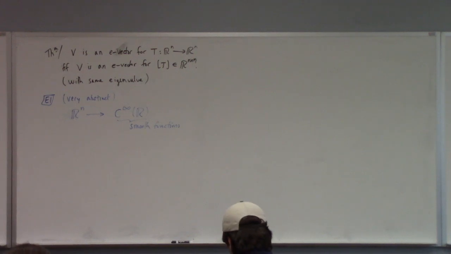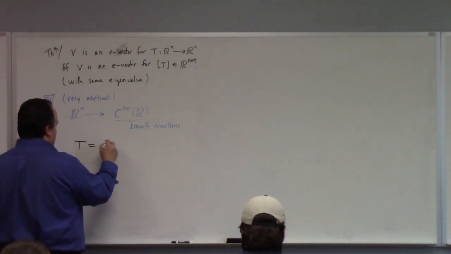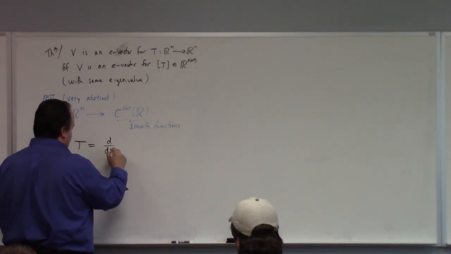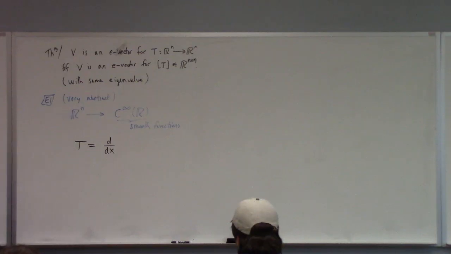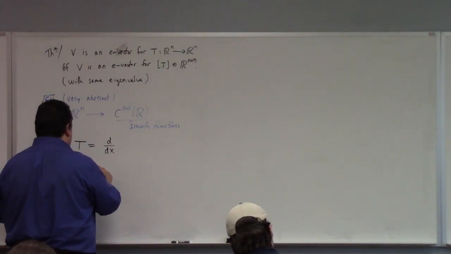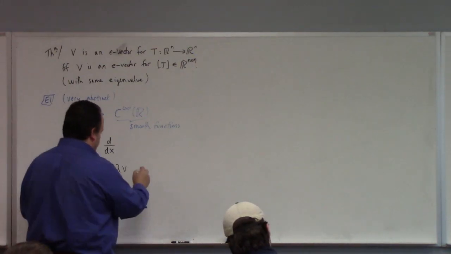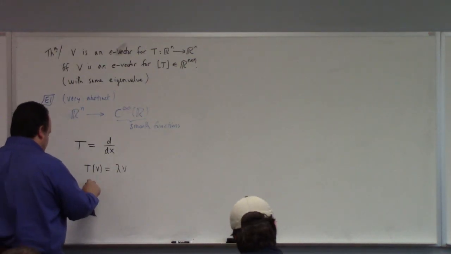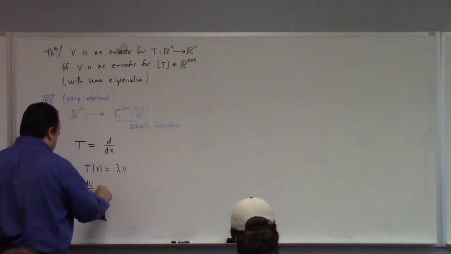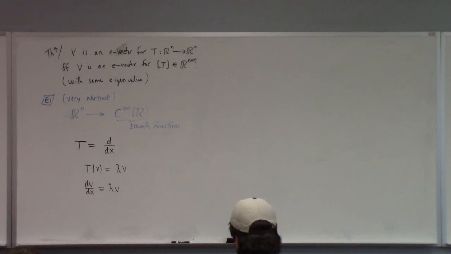So in this world, if we look at the transformation being, say, the derivative with respect to x, what does it mean for T of v to equal lambda v? What's that mean? That would be dv/dx is equal to lambda times v. See, that's a differential equation.